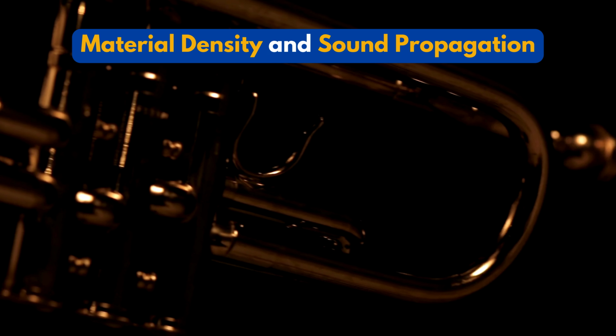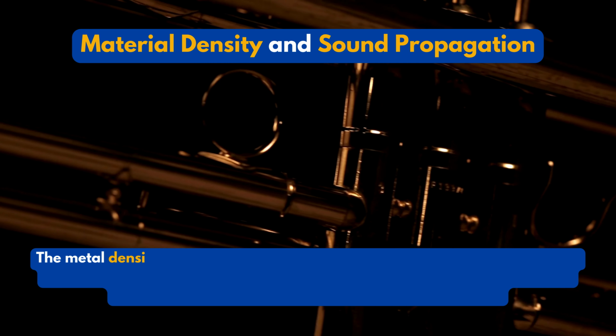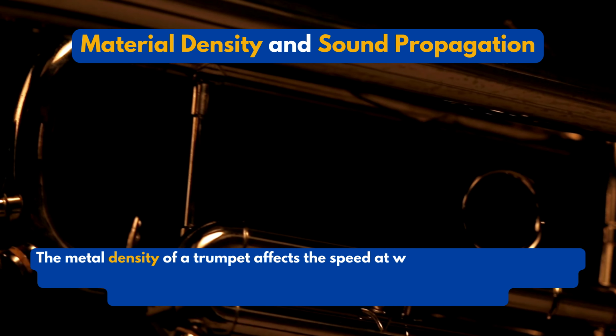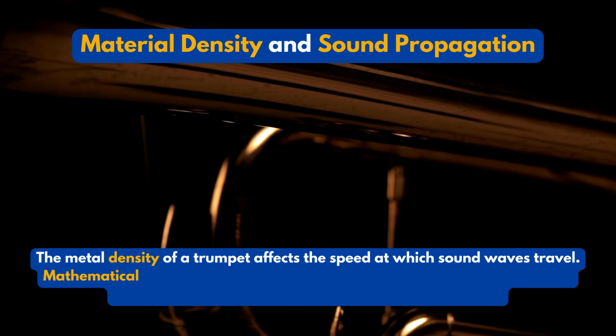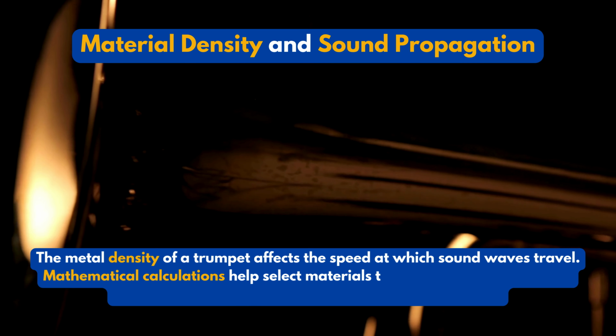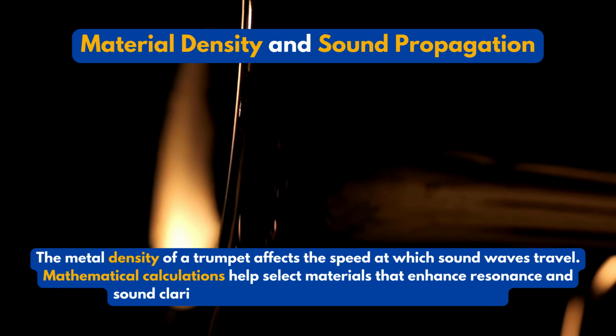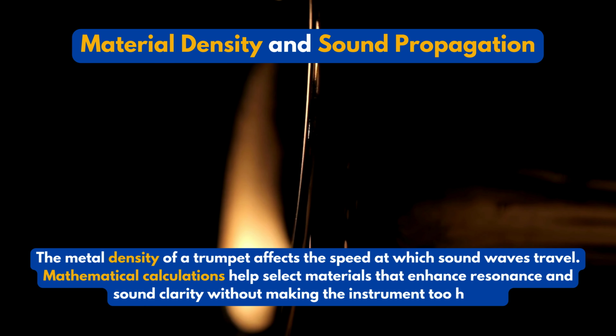Material density and sound propagation. The metal density of a trumpet affects the speed at which sound waves travel. Mathematical calculations help select materials that enhance resonance and sound clarity without making the instrument too heavy.